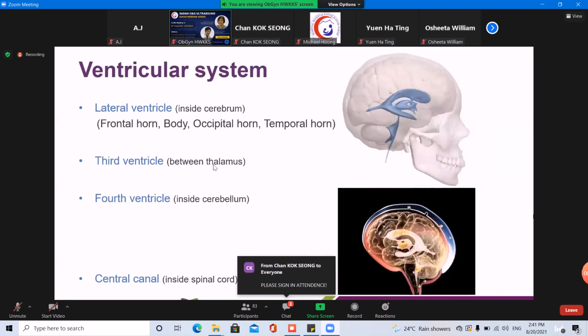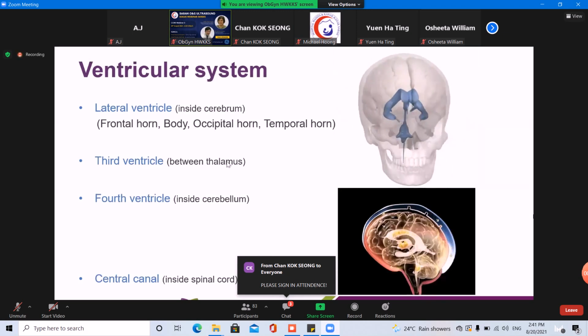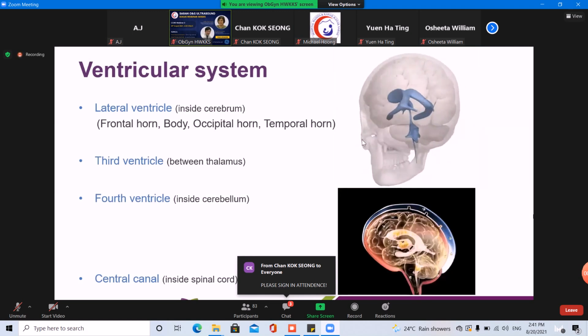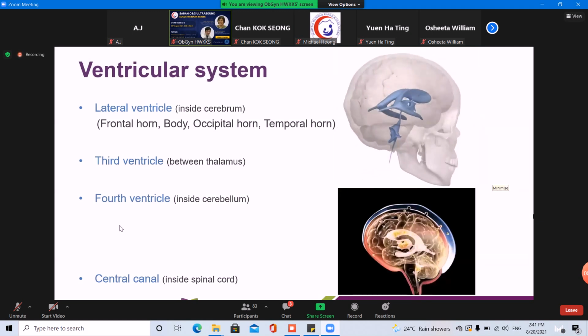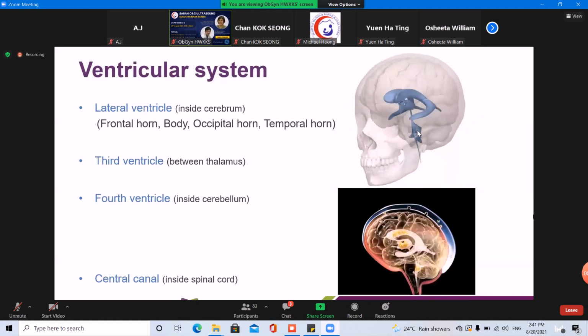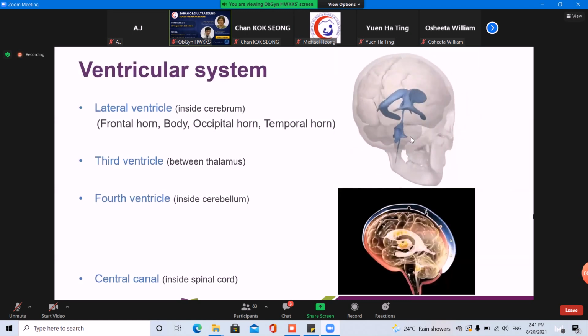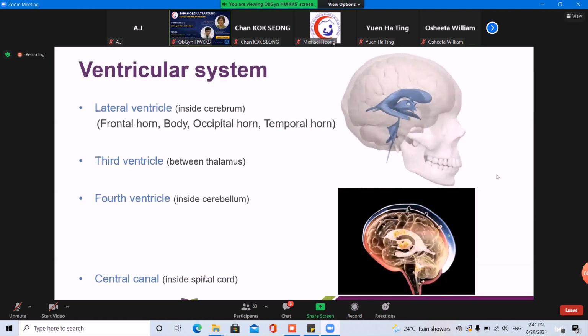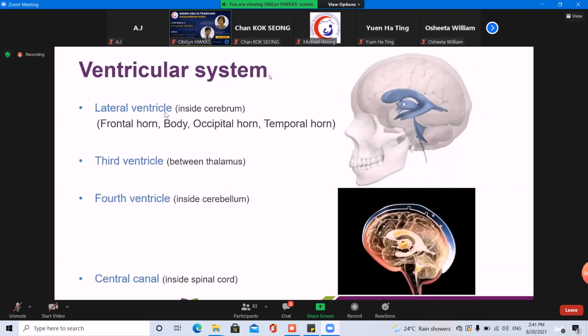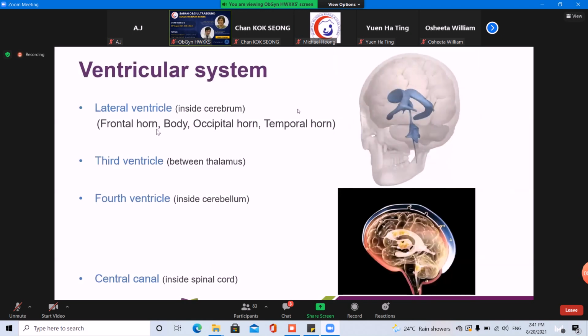And the head of the bird is actually the third ventricle, which is situated between the two thalamus. And the body of the bird is actually the fourth ventricle, which is inside the cerebellum. So the body, you can see, is connected to the leg, which is the central canal of the spinal cord. Now, you can see that all these ventricles are interconnected with each other.